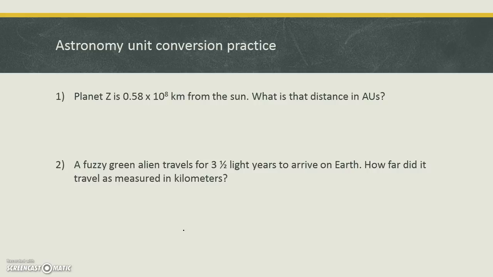All right, the first one we're going to do: planet Z is 0.58. This is a fictional planet, it's not real. Okay, 0.58 times 10 to the 8th kilometers from the sun. What is that distance in AUs?